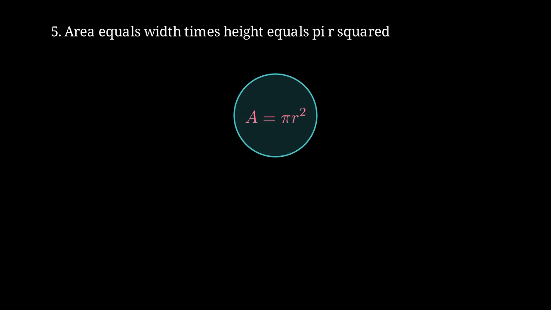And that's how we derive the beautiful formula for the area of a circle. A equals pi r squared.